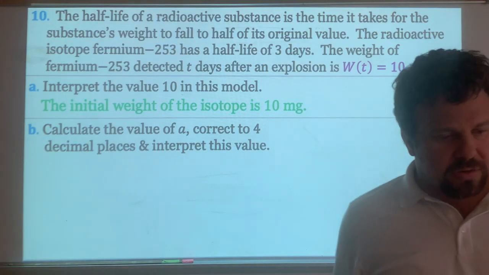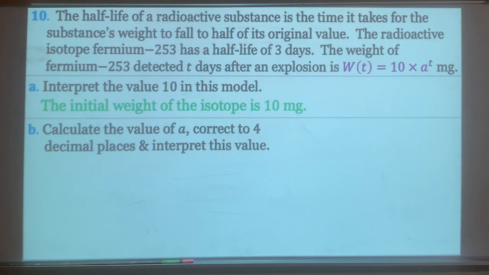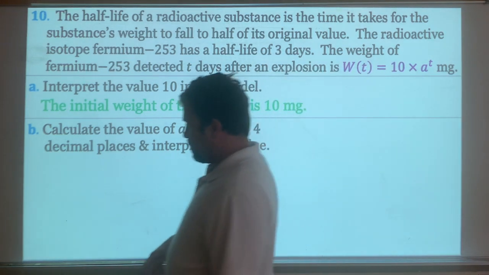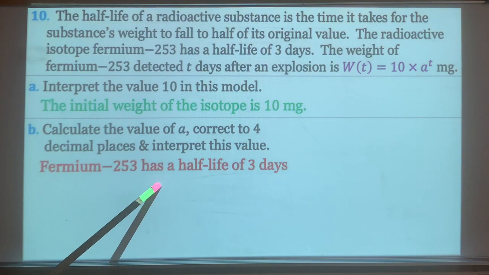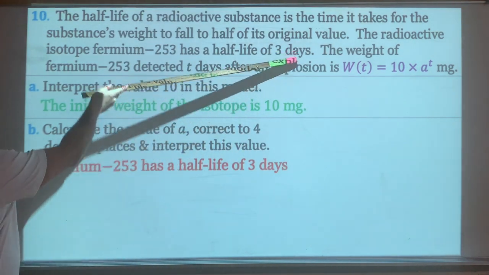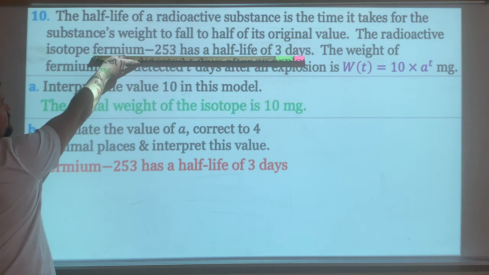All right, so can we calculate now what a is to 4 decimal places and interpret the value? So let's look at some information. First bit of information I want to look at is, where did I put my pointer, which I lost, so well, I've got to use this one. Fermium has a half-life of 3 days. It says right here, fermium has a half-life of 3 days.